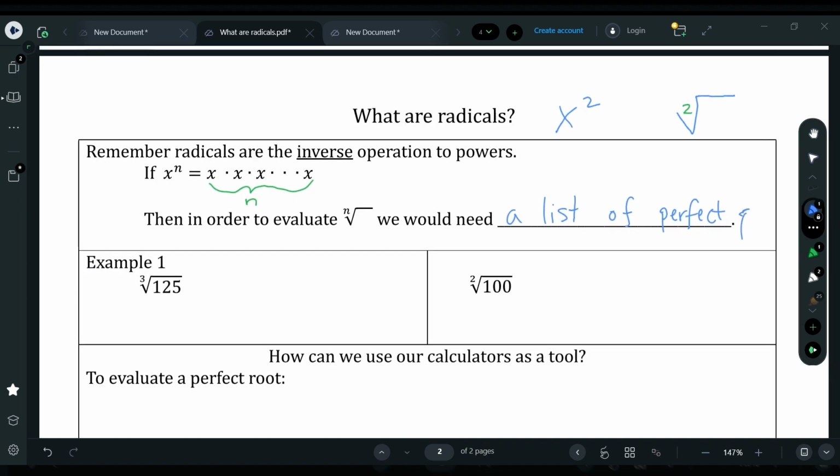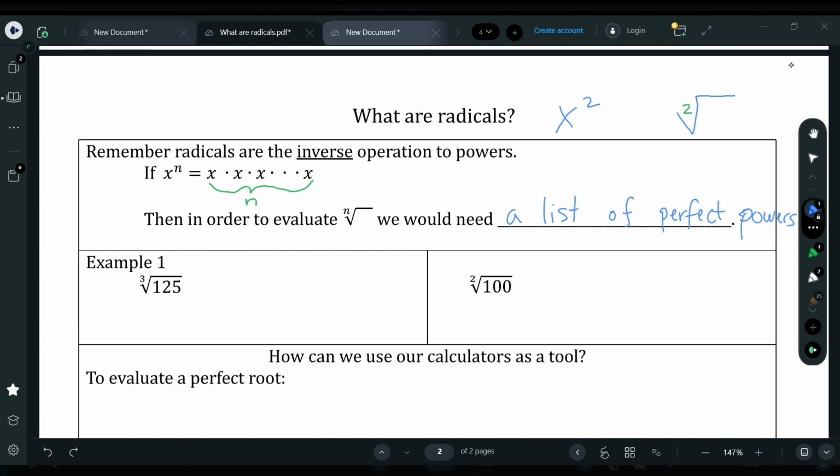And what are perfect powers? Well, we actually worked with a list of perfect squares in our unit on quadratics. Remember all those numbers? 1, 4, 9, 16, 25, etc. Those were our perfect squares. Square is exponent of 2. Now, if we have a bigger exponent, we can also generate a new list, say, for example, perfect cubes or perfect fourth powers.